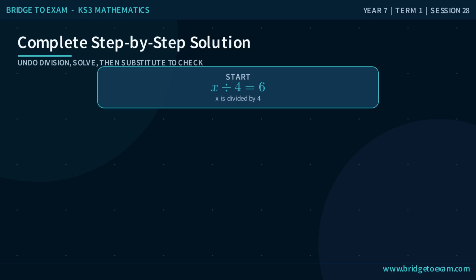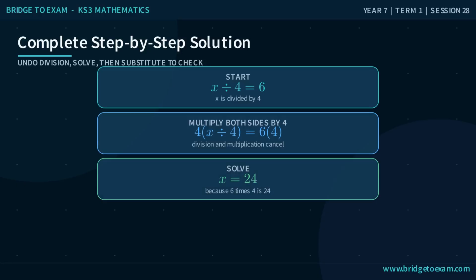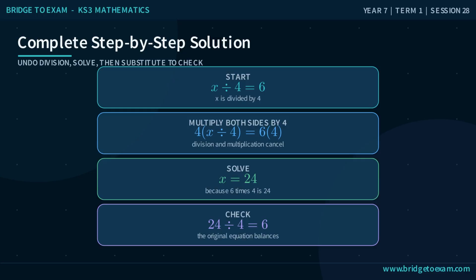Complete example. Solve x divided by 4 equals 6, then verify the answer. The variable is divided by 4, so use the inverse operation and multiply both sides by 4. On the left, dividing by 4 and multiplying by 4 cancel. On the right, 6 times 4 is 24, so x equals 24. Substitute 24 into the original equation. 24 divided by 4 equals 6. The equation balances, so the answer is correct.